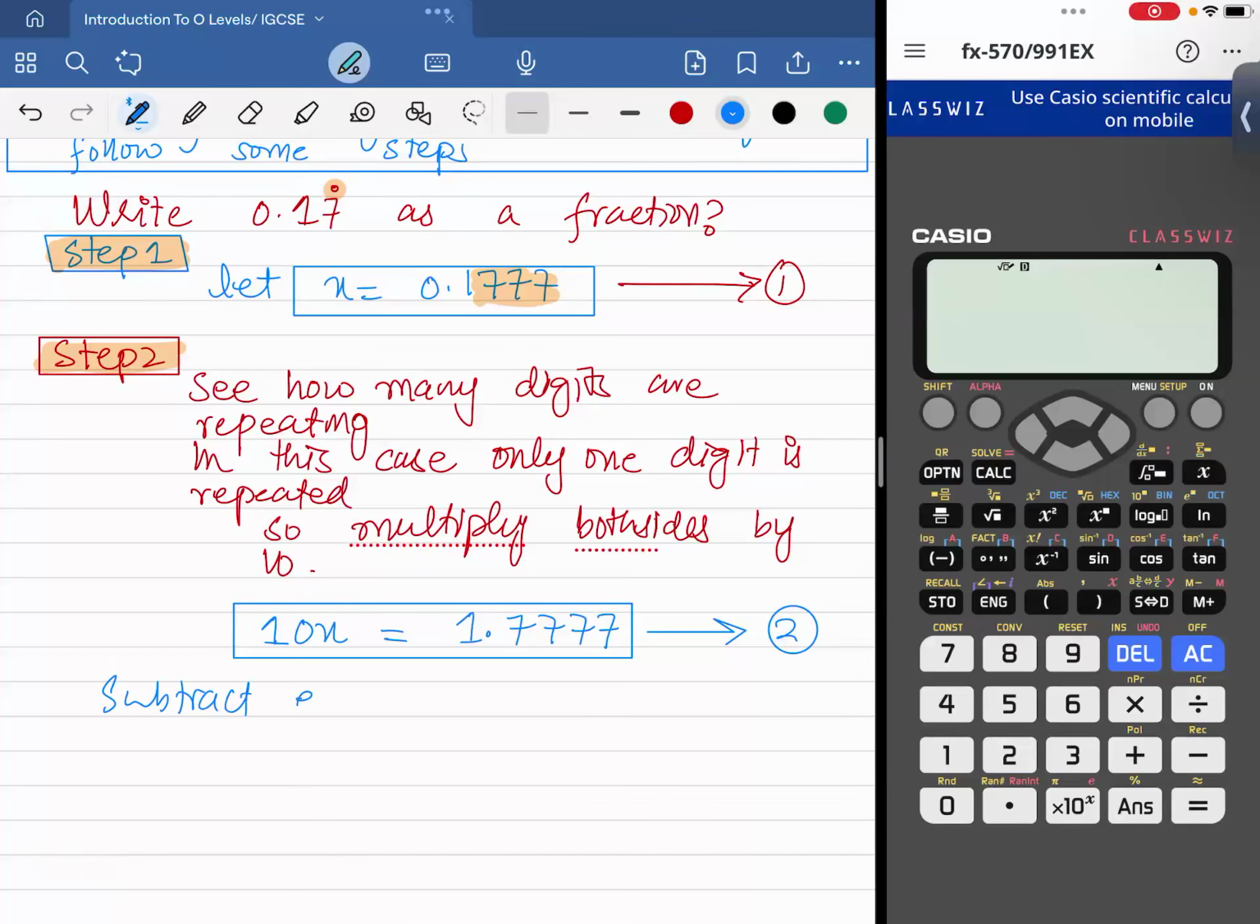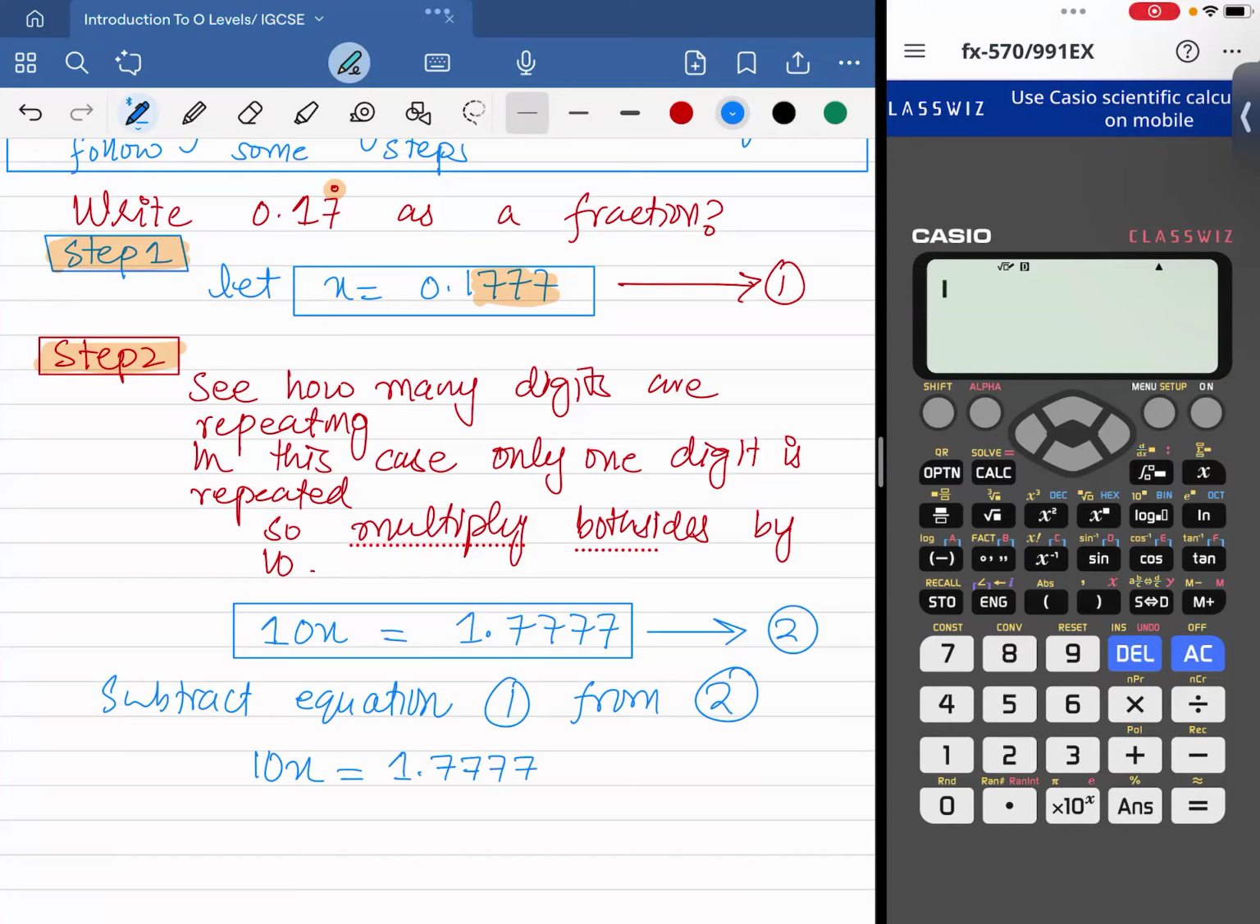So write 2 first. 10x equals 1.7777. I wrote 4 sevens because above also 4 digits are written after the decimal, okay? And x equals equation number 1, which is 0.1777. According to the math and English, Vadan, you have to subtract this. Agree? 10x minus x is 9x. Right, Vadan?